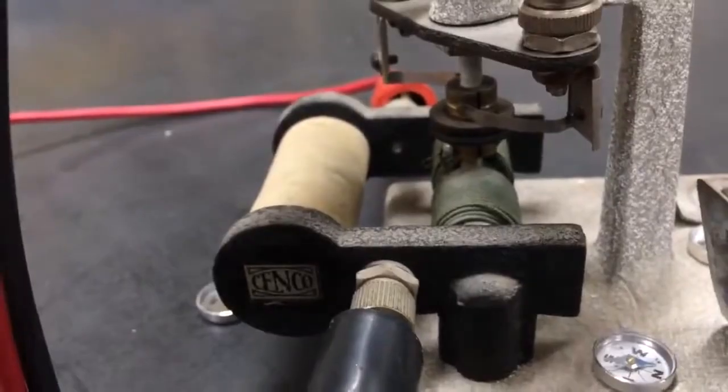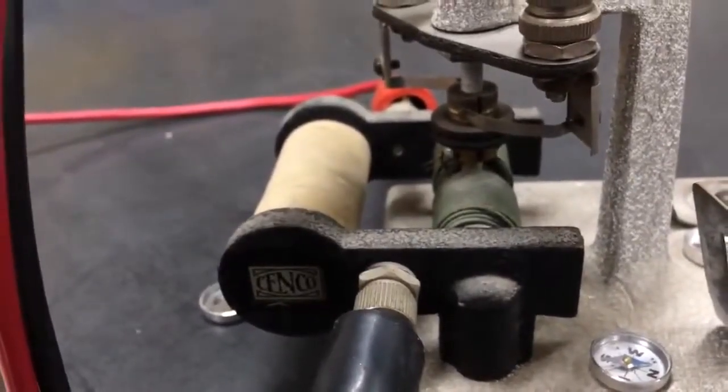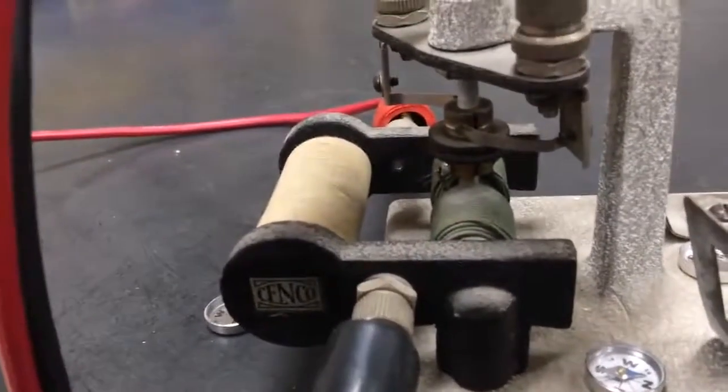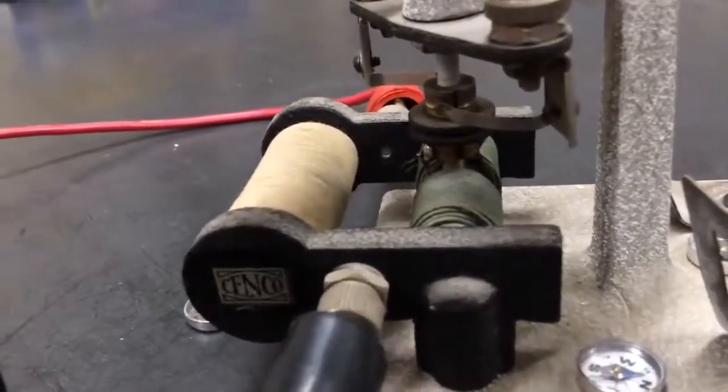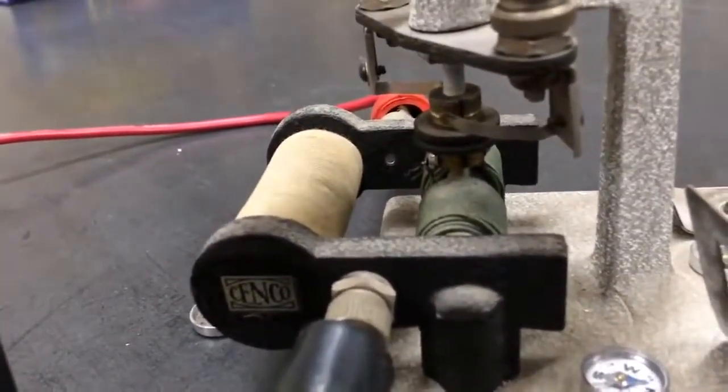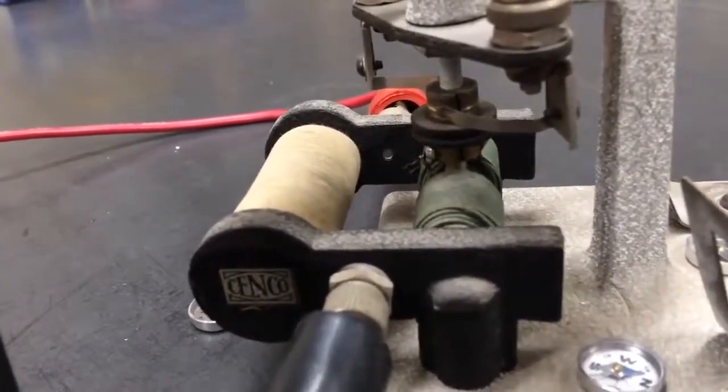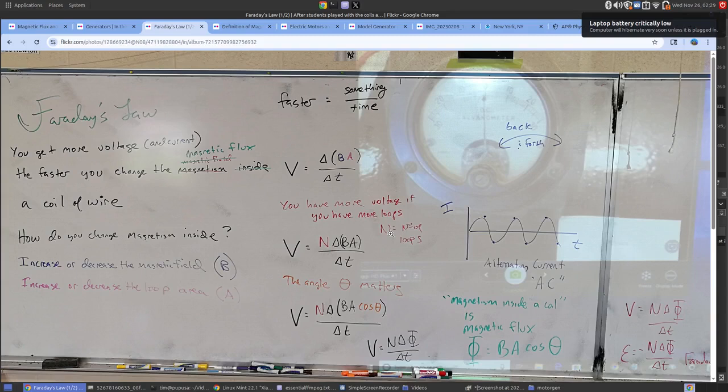With an AC motor, you don't have to because the current automatically reverses, so an AC motor is much simpler. But there's lots of applications where we need a battery, which is portable, to power an electric motor, and this is how it works. All right, I hope you enjoyed the video.